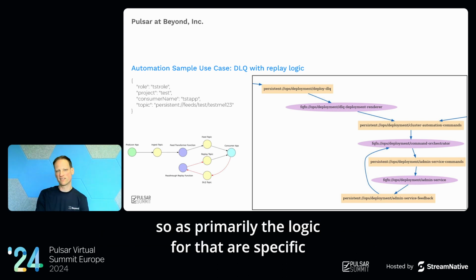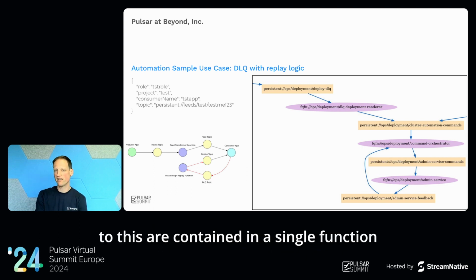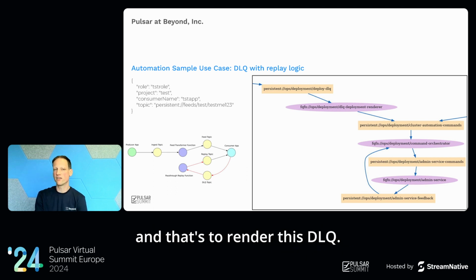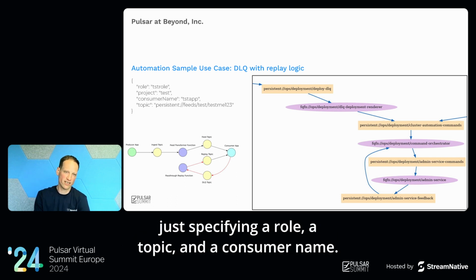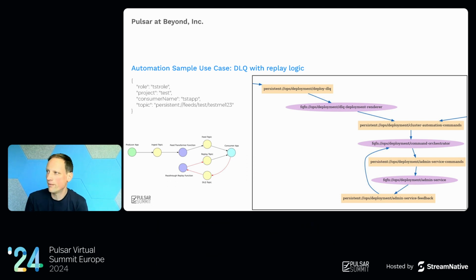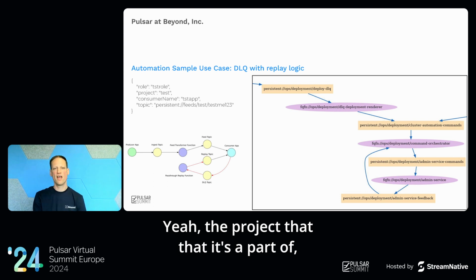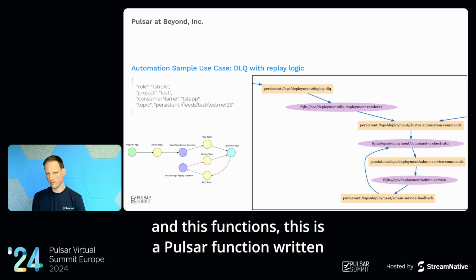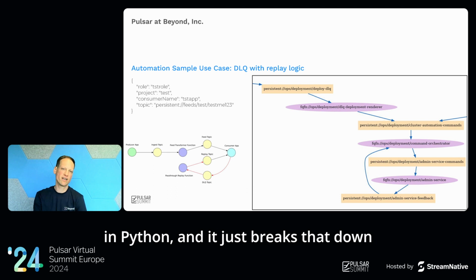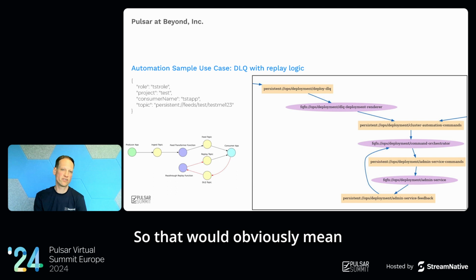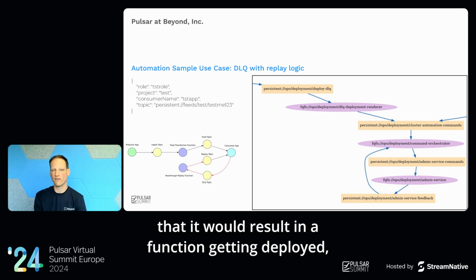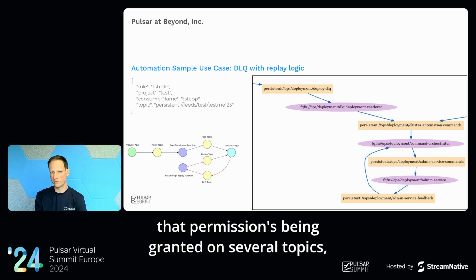The logic that is specific to this is contained in a single function, and that's to render this DLQ. A simple JSON message comes in, specifying a role, a topic, a consumer name, and the project that it's part of. This is a Pulsar function written in Python, and it breaks that down using our library into the components that are necessary. That would result in a function getting deployed and permissions being granted on several topics.